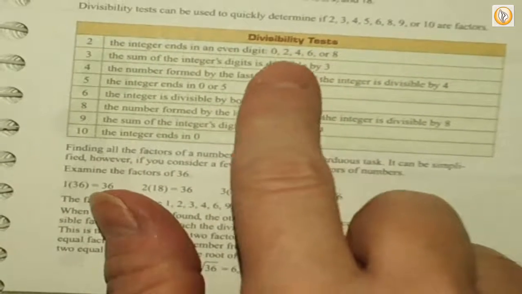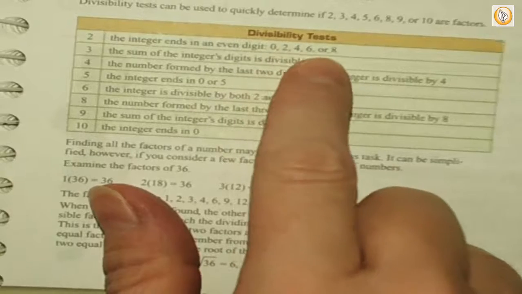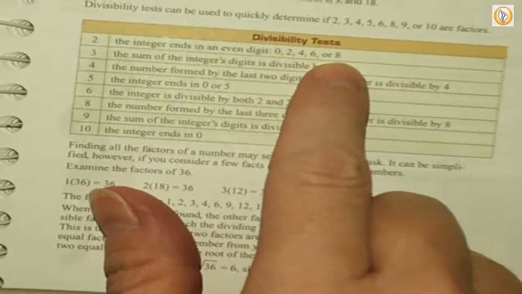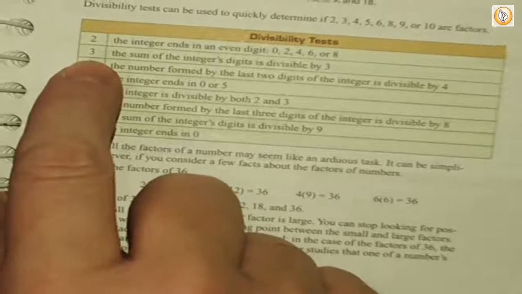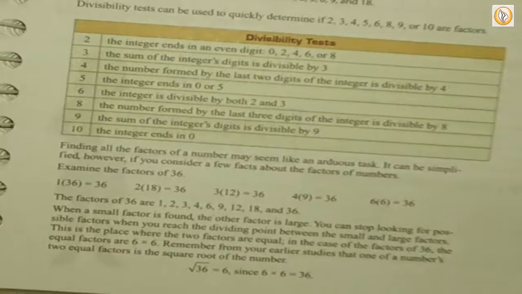Okay, so what this says, and again, y'all did this last year: A number is divisible by 2 if it ends in 0, 2, 4, 6, or 8. If it's even or ends in 0. A number is divisible by 3 if you add all the digits and the sum is divisible by 3.